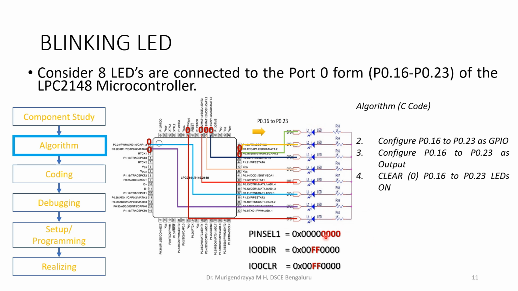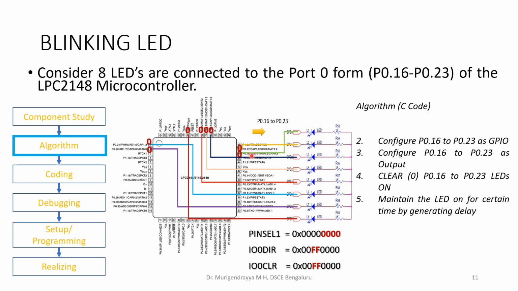Once the LED is on, you have to hold the LED on for a certain time. To do that, we have to generate a delay. Then after being on for a certain time, we have to make the LED off. To make the LED off, the LED should be reverse biased. To make the LEDs reverse biased, the output value of the pins connected to the LED should be high.